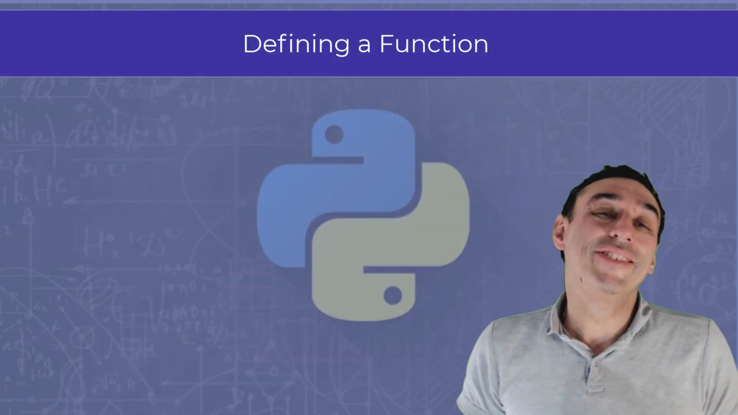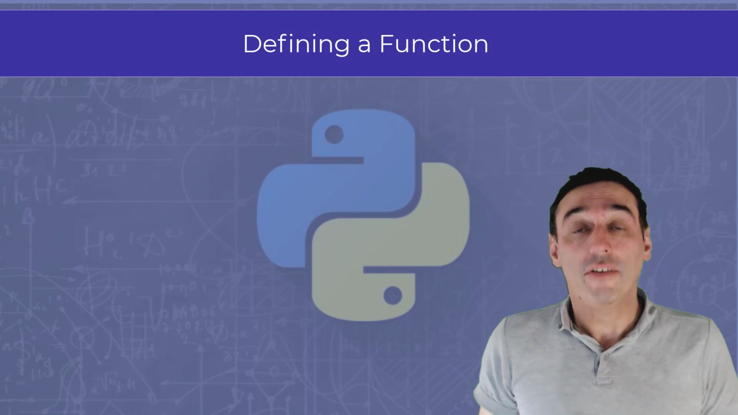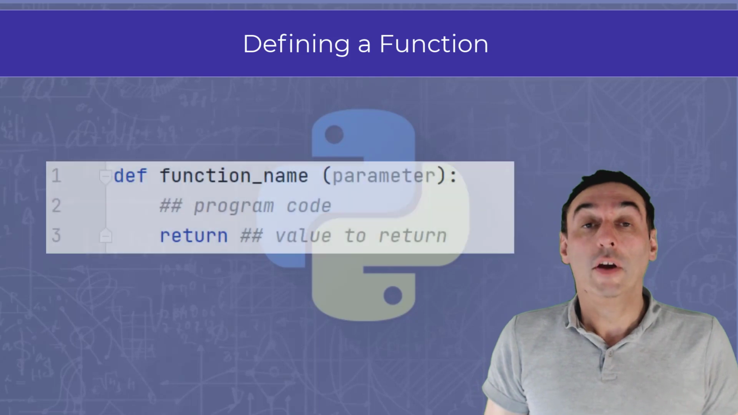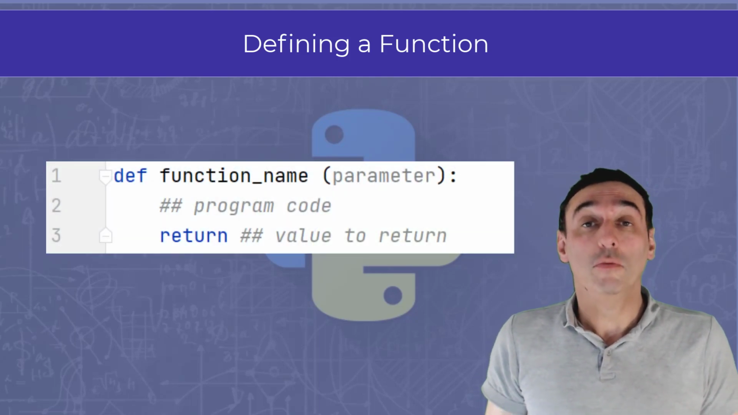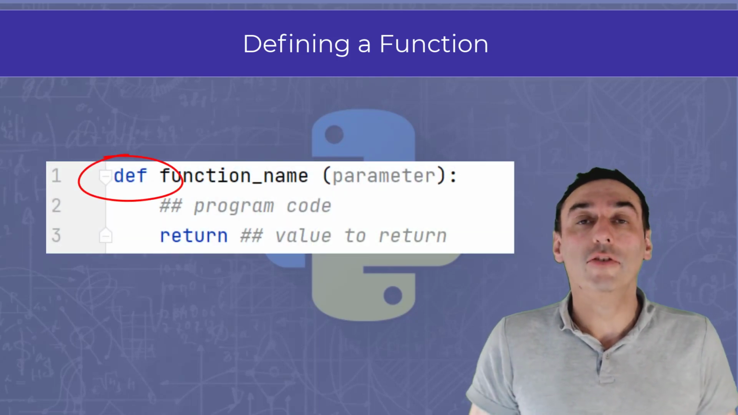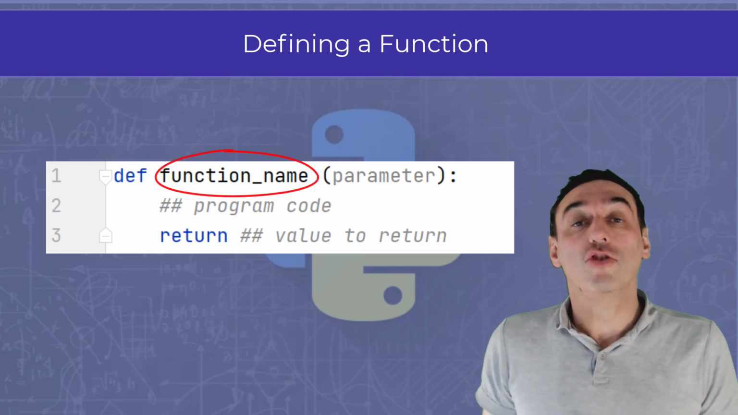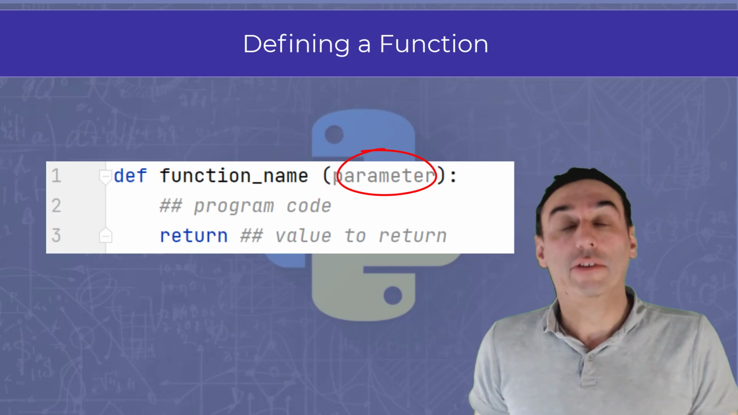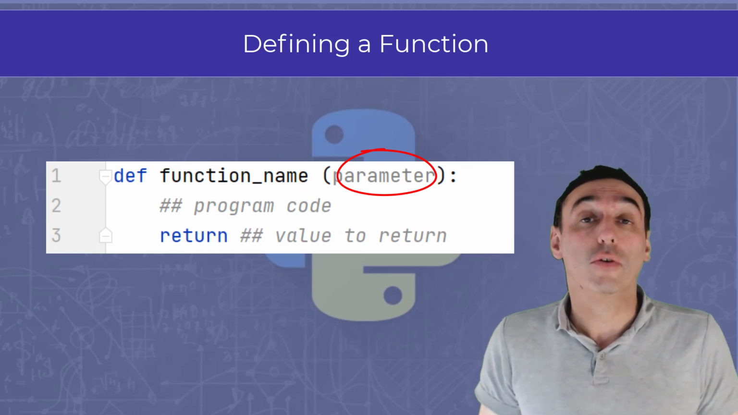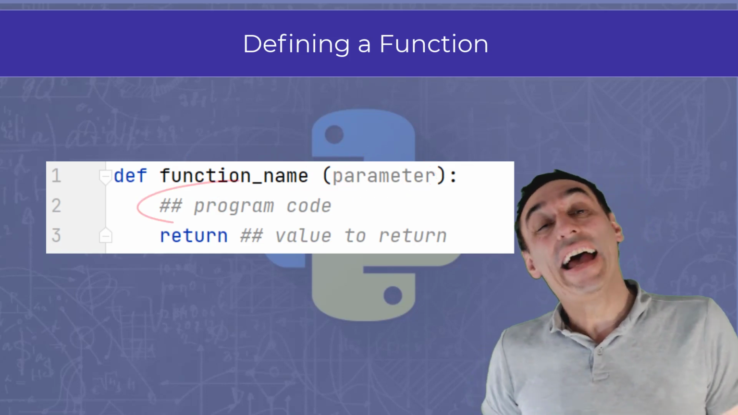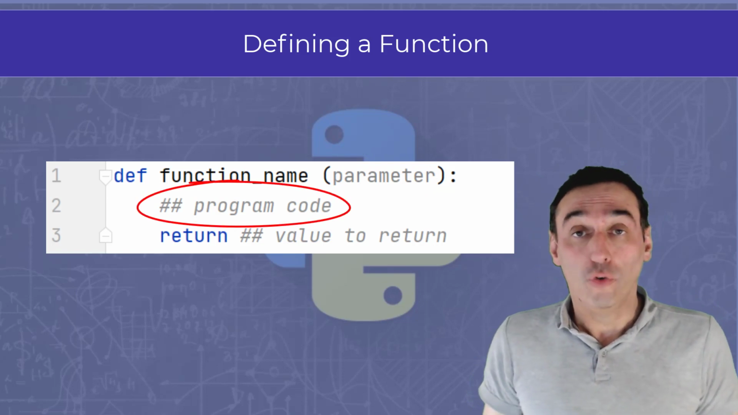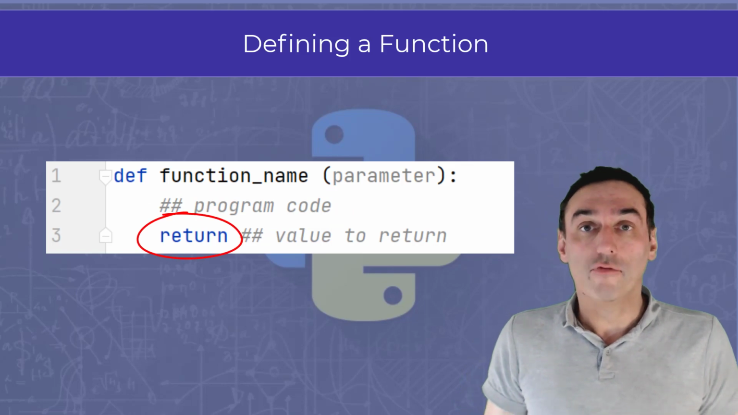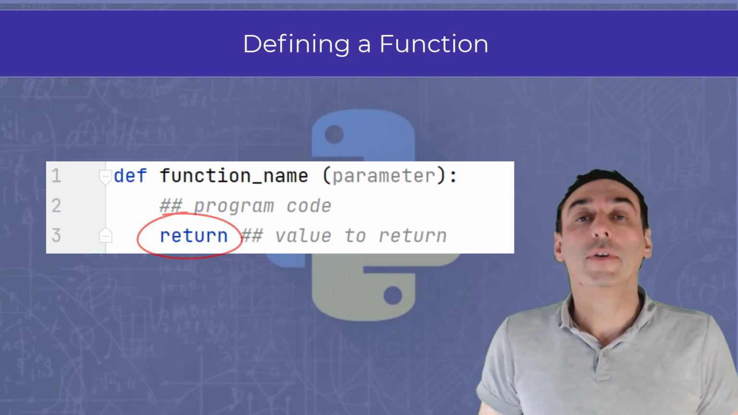Now, user-defined functions are created very simply in Python using the following method. So we have the def command, which basically means I'm going to create a function. We then have the function name, and then in brackets we either specify or not specify the parameters that function is going to use. We then have the program code for that particular function, and then we use the return command to either return a value or not.